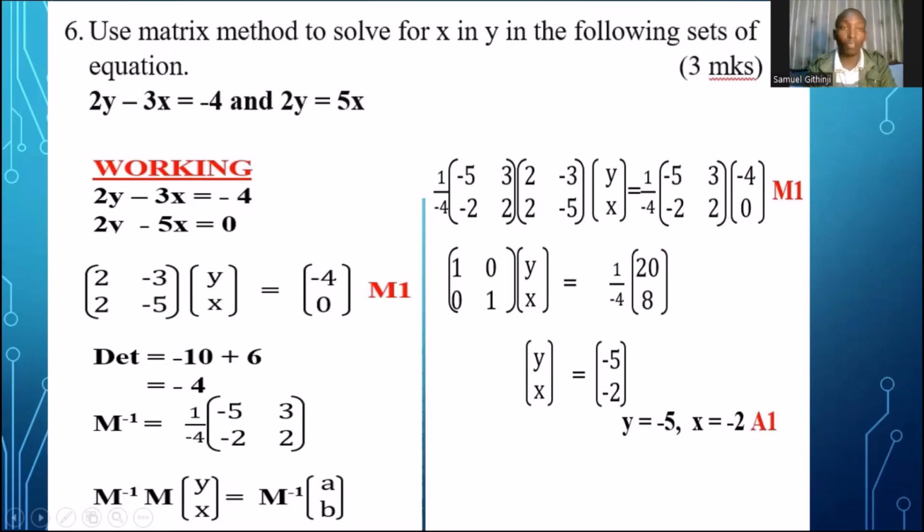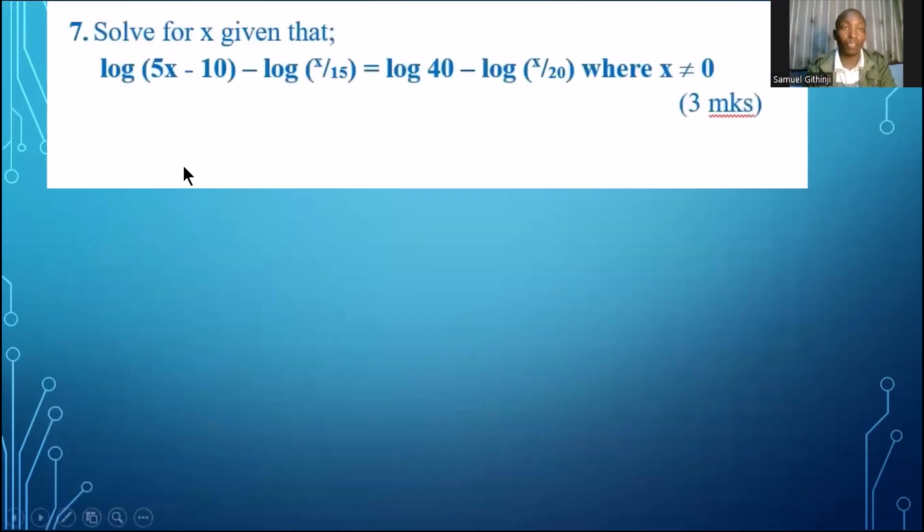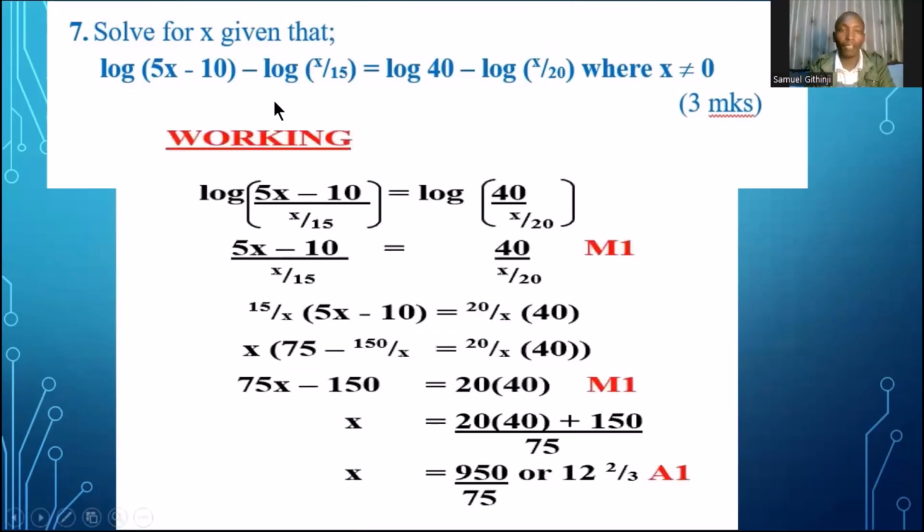Question number 7 is a question on further logarithm. You can see how the question looks like. There's log of 5x minus 10 minus the log of x over 15 equals the log of 40 minus the log of x over 20, where x cannot be equal to 0. With that, I go ahead and try to solve that one.